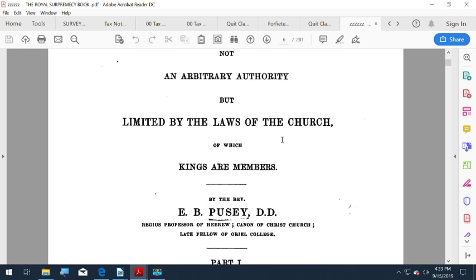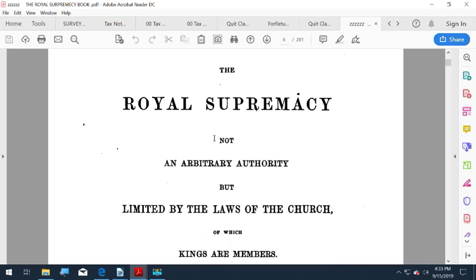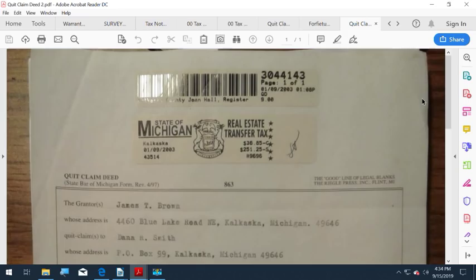No, it was agreed that the royal supremacy was not an arbitrary authority, but limited by the laws of the church, of which kings are a member. So the king has to have a conscience. And that was found in the Court of Chancery in England.